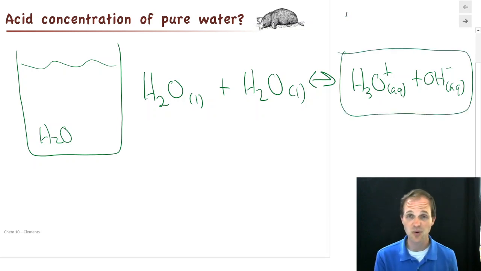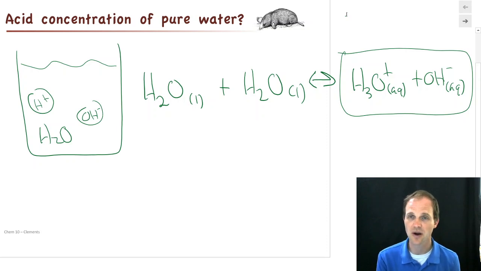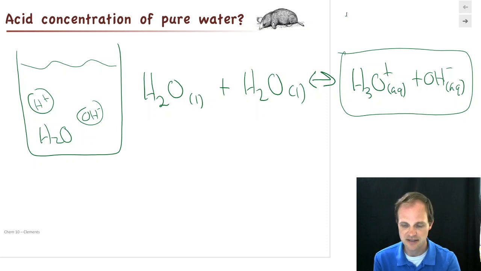So even in pure water, there's actually a little bit of H plus and OH minus that are present, even in pure water. We call this an autohydrolysis reaction. It's a very fancy sounding name. But how much is present there?